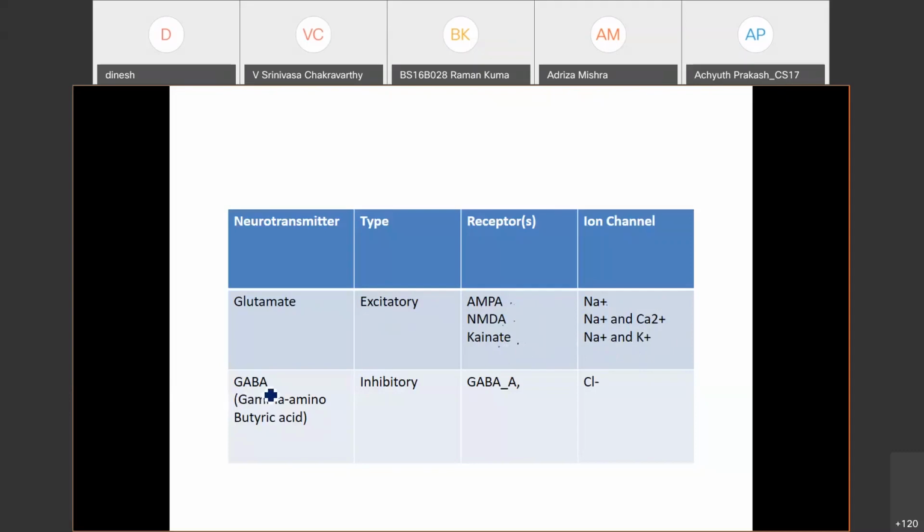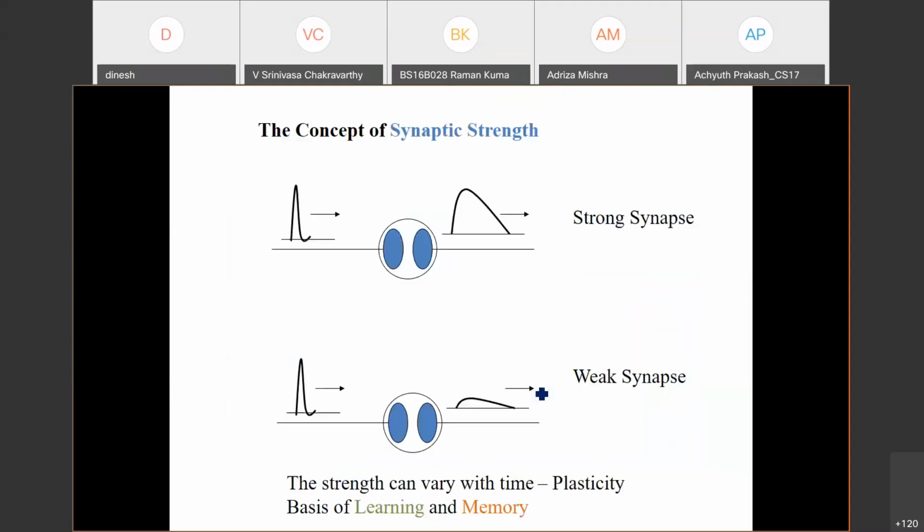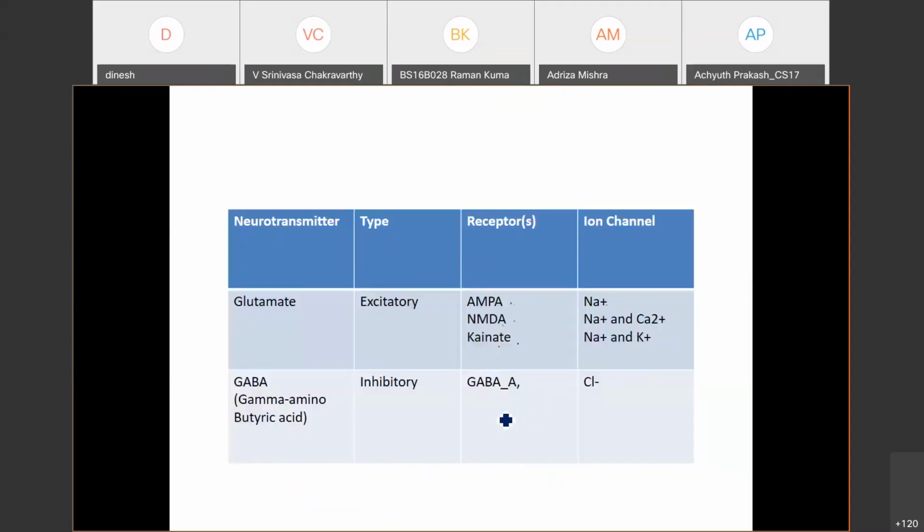GABA, on the other hand, is inhibitory, and it has two receptors, GABA A and GABA B. Some are missing here, right? And GABA A opens chloride channels.